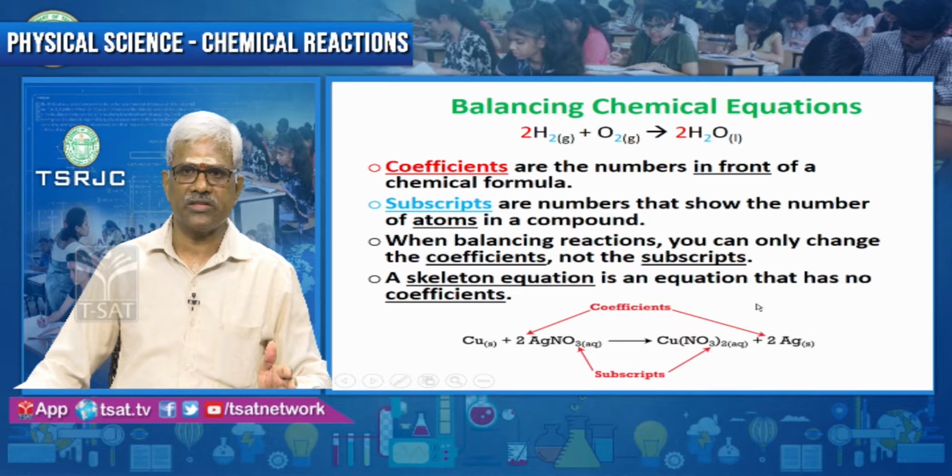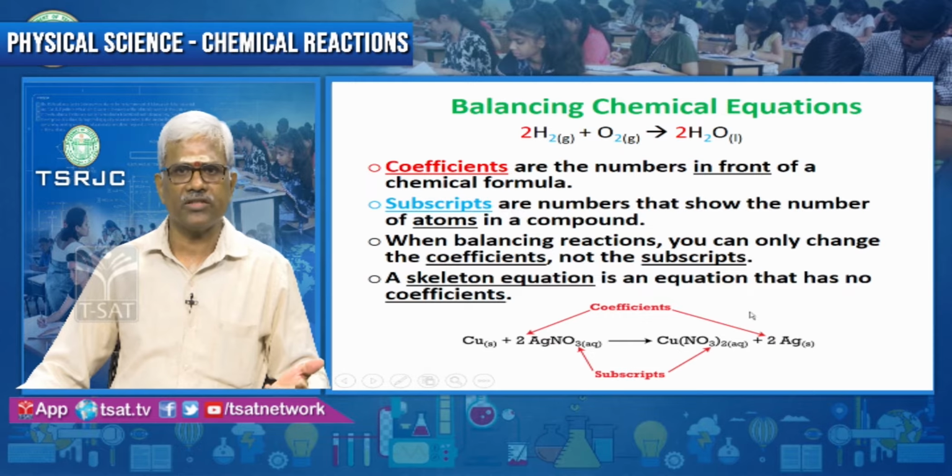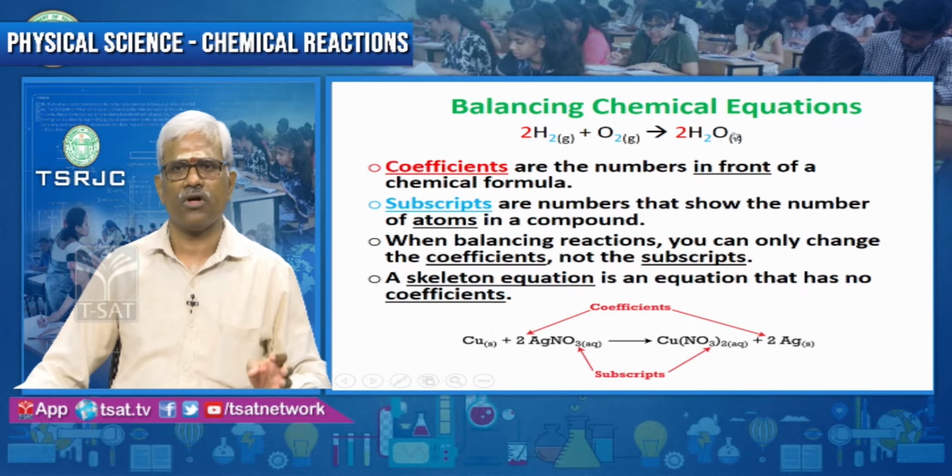Why do we balance the chemical equation? Already we discussed in the first session. According to the law of conservation of mass, mass can neither be created nor destroyed during a chemical reaction. So, on the left hand side, what are the reactants given? The total mass of reactants, that means the number of atoms present in the reactants, should equal the number of atoms present in the products.